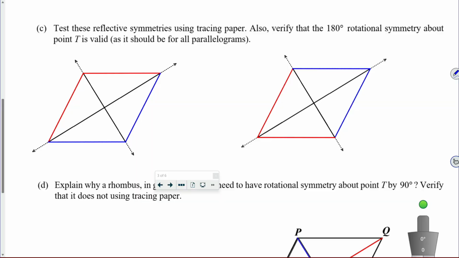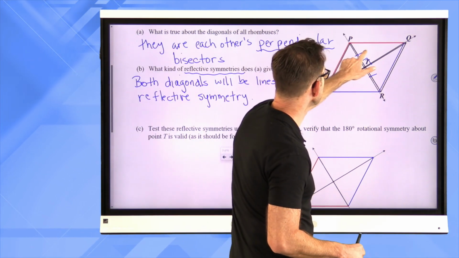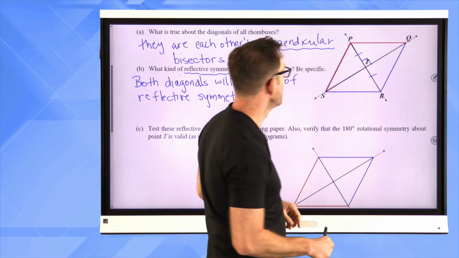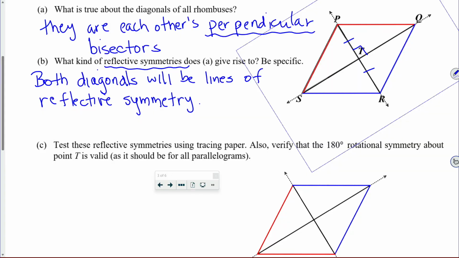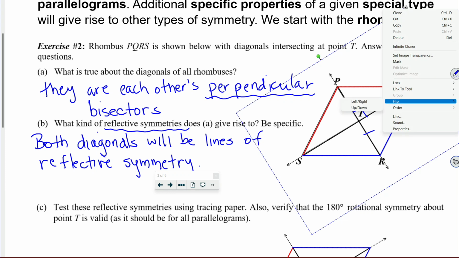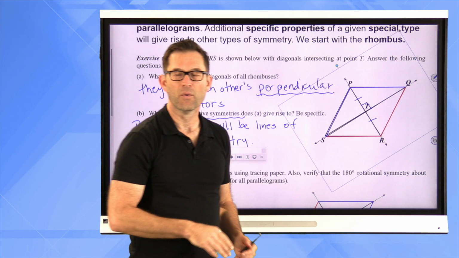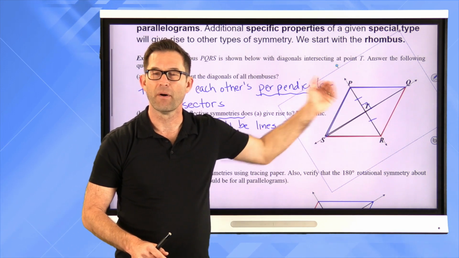So let's take a look, letter C. Test these reflective symmetries using tracing paper. Also verify that the 180-degree rotational symmetry about point T is valid, as it should be for all parallelograms. So this is really cool. Let's first take a look at the reflective symmetry across the longer diagonal, SQ. So if I take this particular figure and move it so that I can see, and I do a flip up, down, there we go. We see that the red triangle flipped from the top to the bottom, and the blue triangle flipped from the bottom to the top.